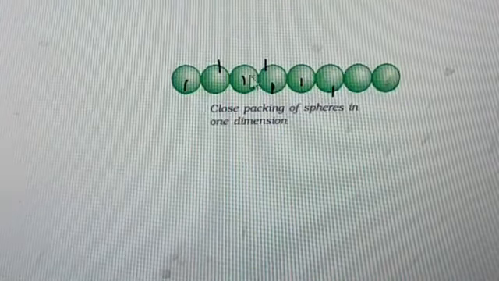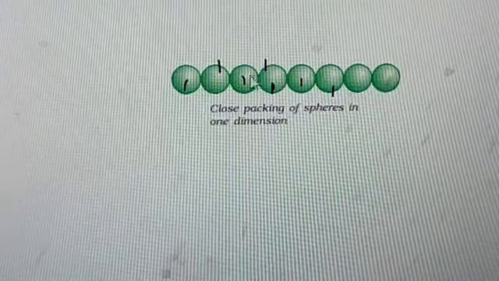Now this is the A layer, and the next A layer is also exactly occupied there itself. So this type of arrangement is called AA type of arrangement. In this AA type of arrangement, each atom is in contact with 4 of its neighbors.